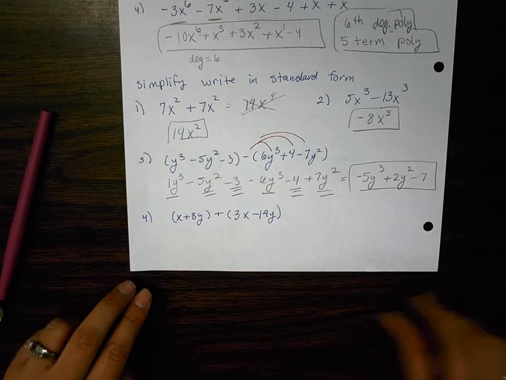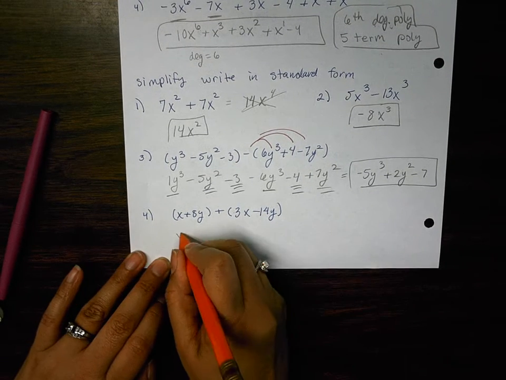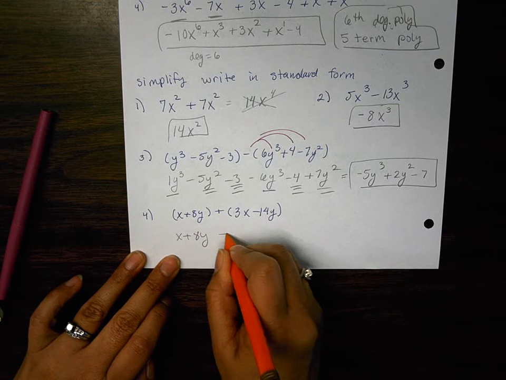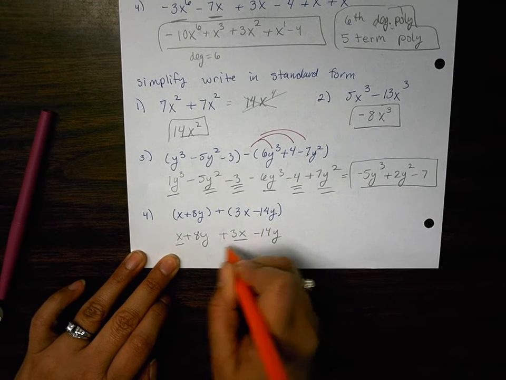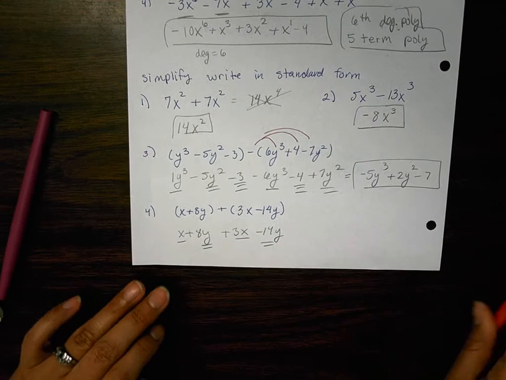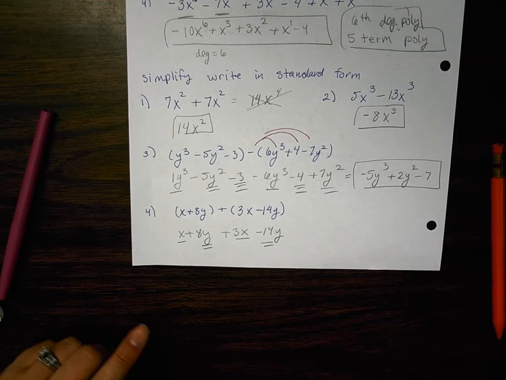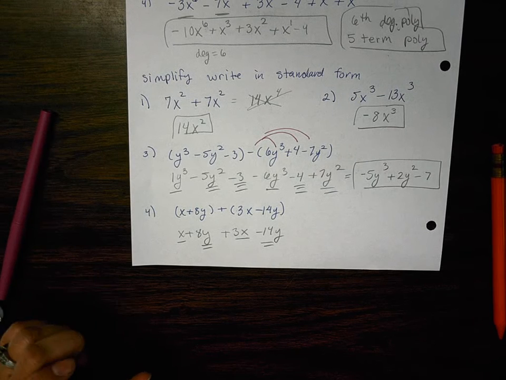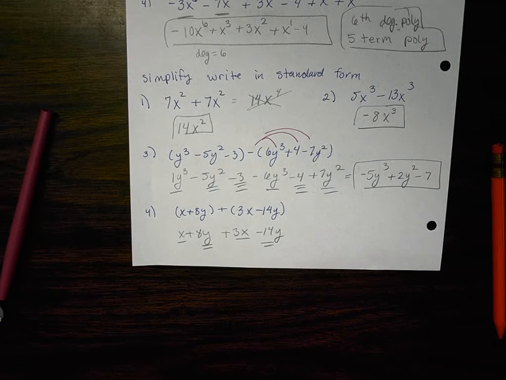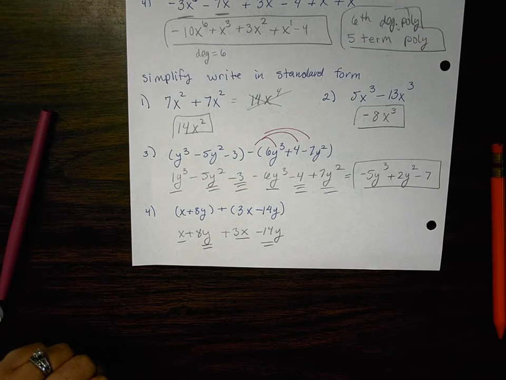All right. x plus 8y plus 3x minus 14y. Like variables with like variables. Standard form is like, what do you do when there's multiple variables? You go alphabetically. Whatever comes first in the alphabet. What comes first, x or y? So x will come first in standard form.